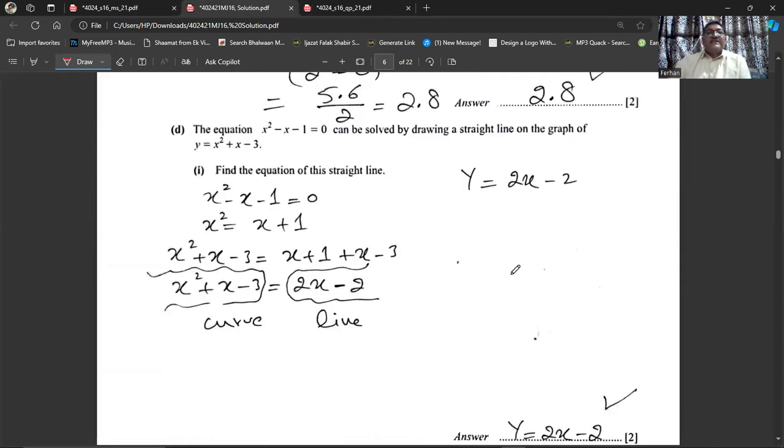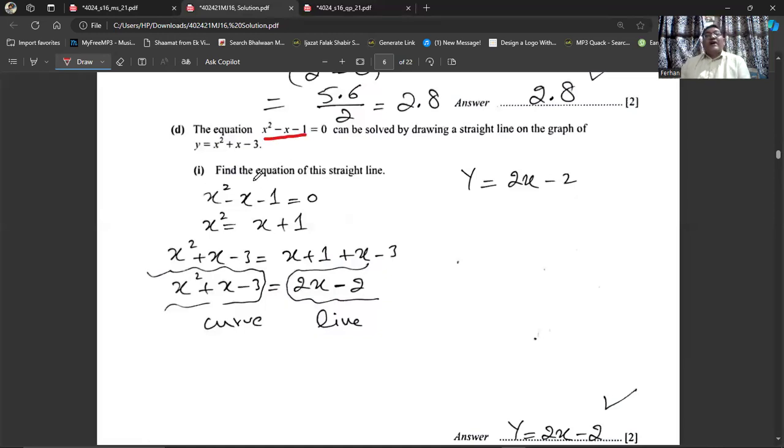D part: the equation x squared minus x minus 1 equals 0 can be solved by drawing a straight line on the graph of y equals x squared plus x minus 3. Find the equation of this straight line. Very famous question. So they're talking about this equation.